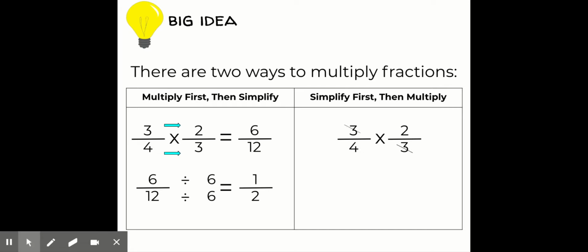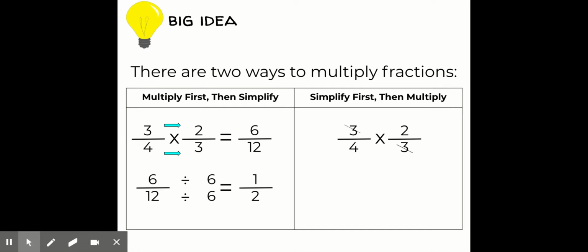Now, if I wanted to try this again and use my other method, seeing if I can simplify first, let's see if I come out with the same answer. So 3 and 6. 3 can go into 3 one time, and it can go into 6 two times. 5 and 5 go into each other just one time. So I multiply across. 1 times 1 is 1, and 1 times 2 is 2. And I got the same answer. So again, it's going back to what you prefer.